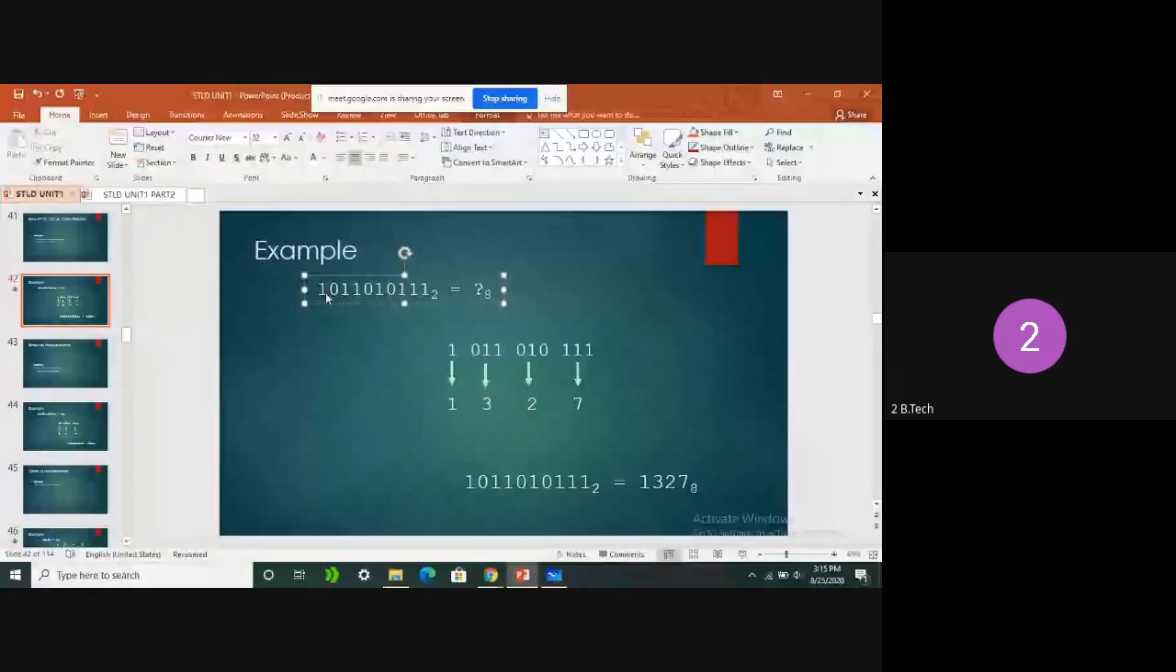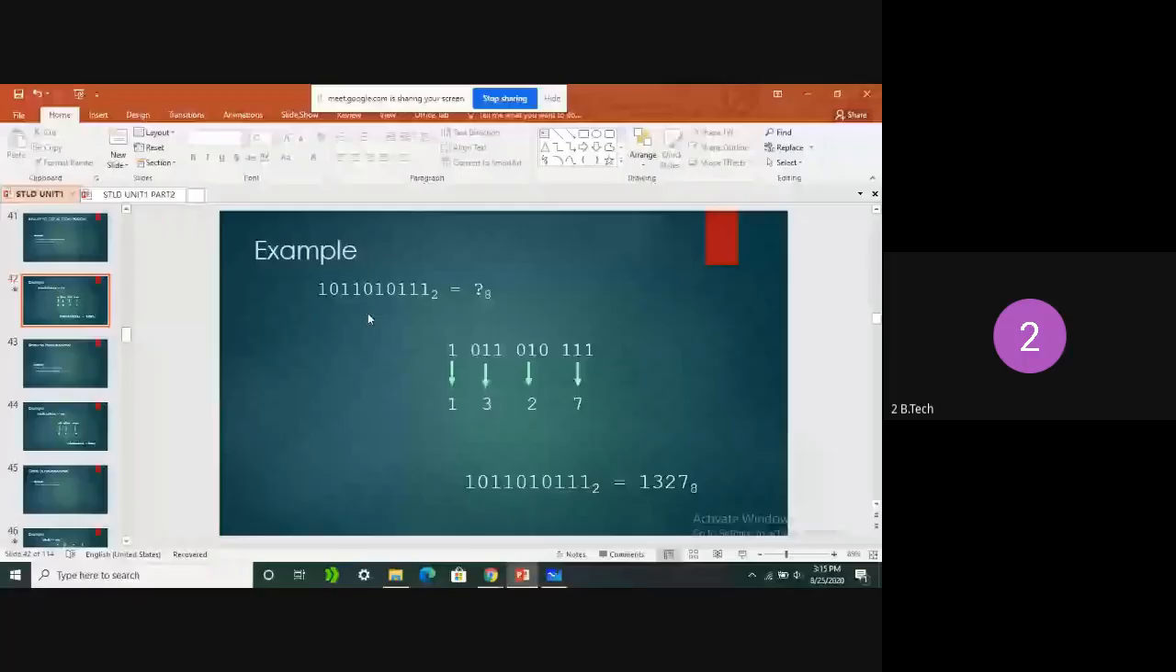So we can place 1 here. So this is the way to represent a binary number as an octal number. Grouping three digits, we can find its octal representation. Clear, all of you?